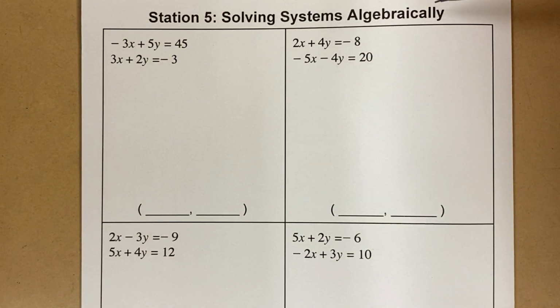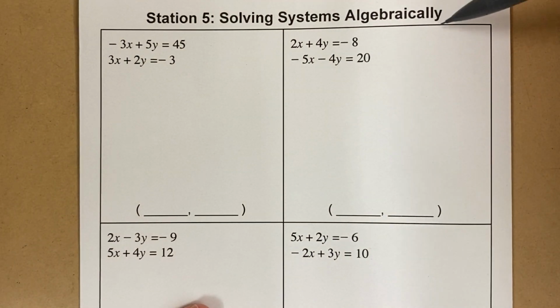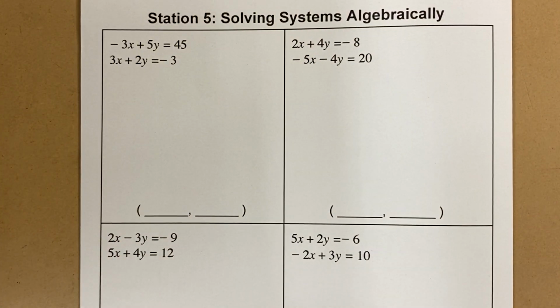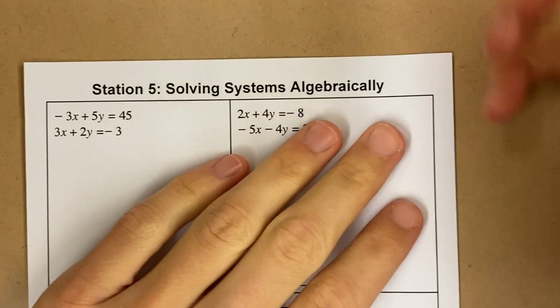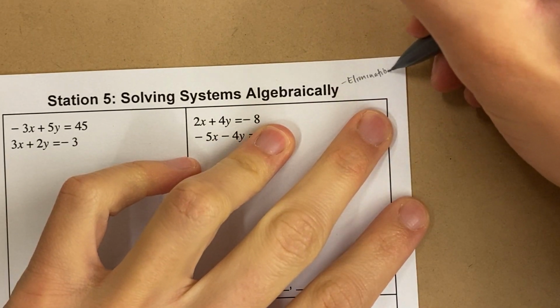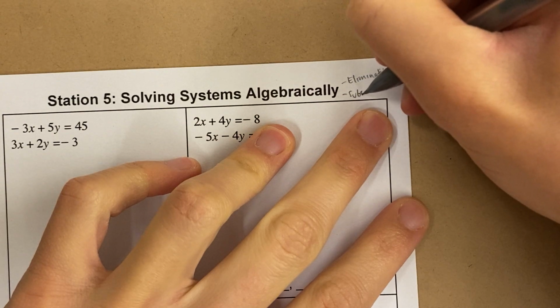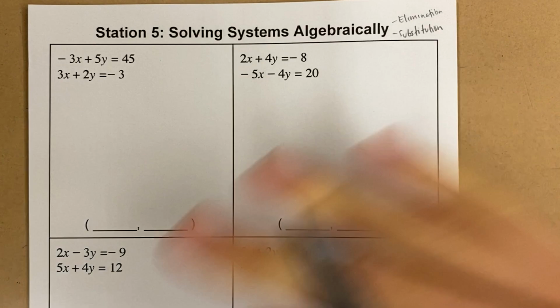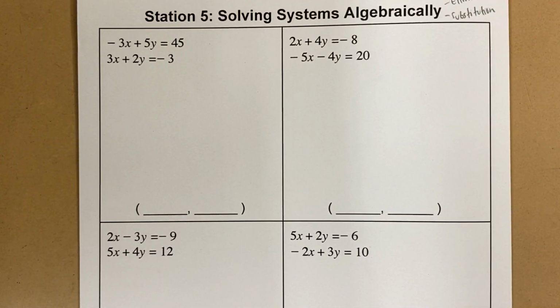When we're solving systems algebraically, that means not with a graph. It means by doing math on paper, right? We have to decide, are we going to use elimination or are we going to use substitution? So when you see a particular system, you have to decide what to use.